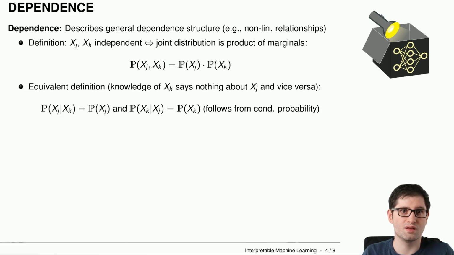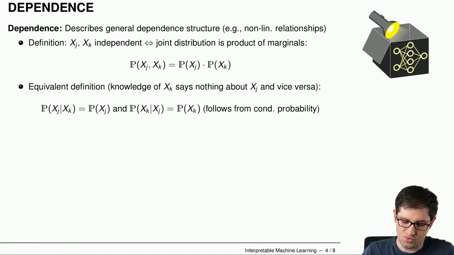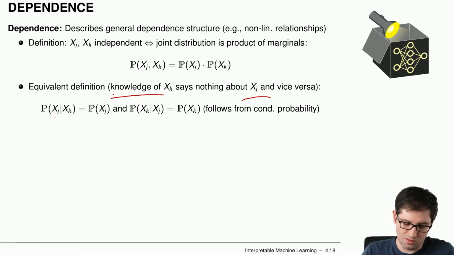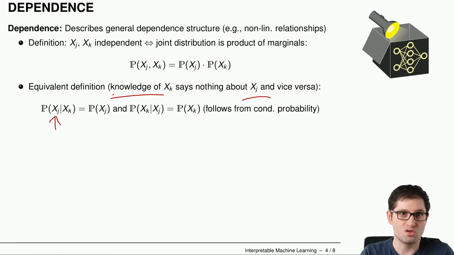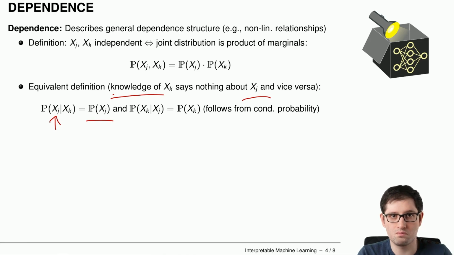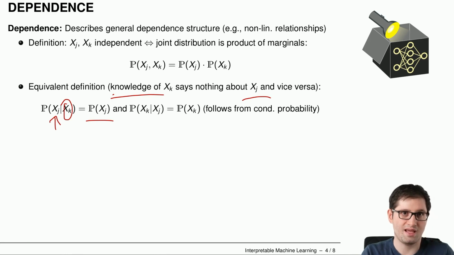There's an equivalent definition based on conditional distributions, which means that the knowledge of one of the two random variables says nothing about the other random variable, meaning that if we look at the conditional distribution of xj given xk, we will always have the marginal distribution of xj, because the knowledge of xk doesn't give you more information.